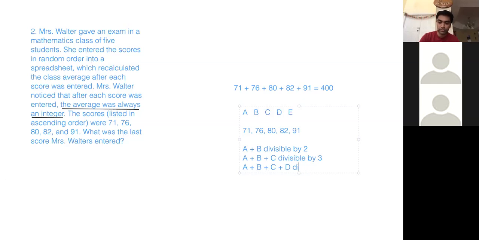Okay, so sorry, 5. We know that if I add up the first two, the average is an integer, right? So that means the average times 2 is going to be the sum, so the sum must be divisible by 2. Similarly, for the first 3, A plus B plus C, I know the average is an integer. The average is just the sum divided by 3, so thus the sum must be divisible by 3. Same for 4, same for 5. Okay, so now which 2 here will help us figure out what the last one is?